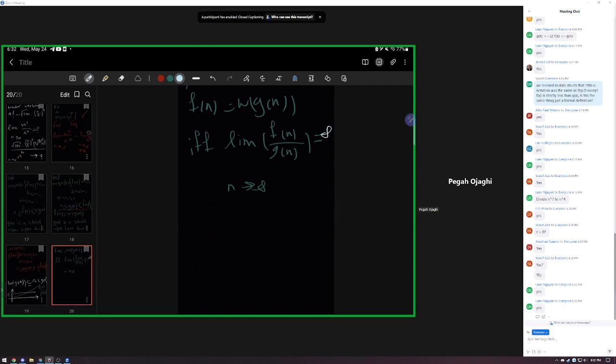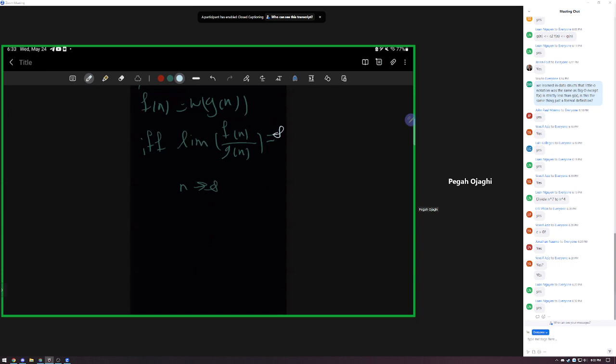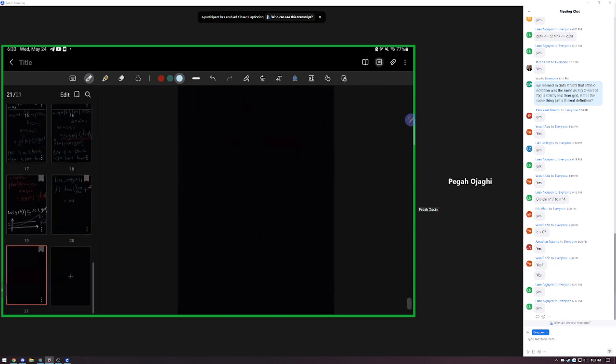Okay, and then we have a really, really important graph. So let me show that graph too. We have a really important diagram. So let's consider this point. This is going to be a small o of g of n.